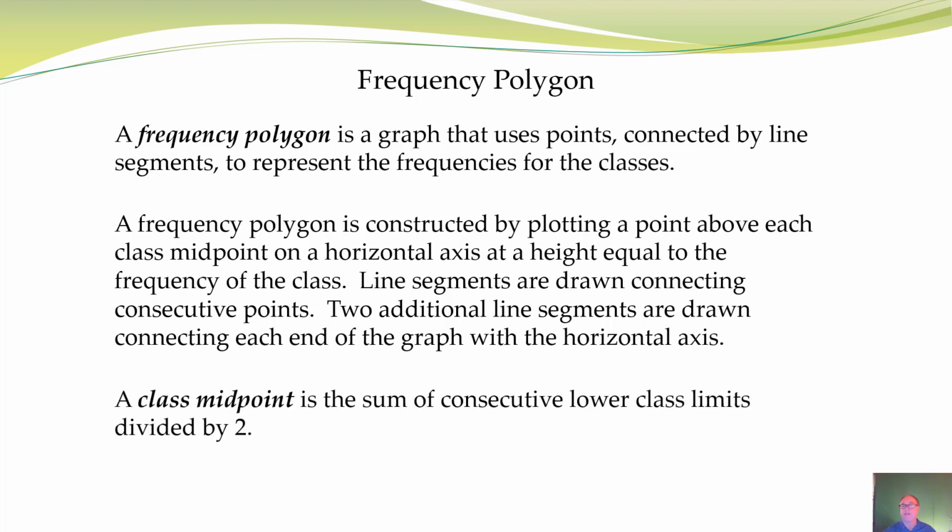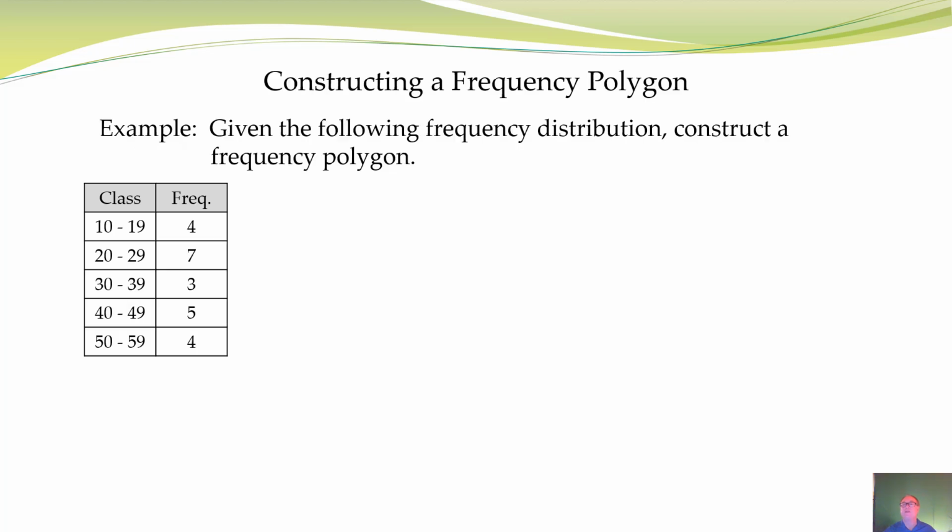A class midpoint is the sum of consecutive lower class limits divided by 2. Now let's look at constructing a frequency polygon. Given the following frequency distribution, construct a frequency polygon. There are 1, 2, 3, 4, 5 classes: 10 to 19, 20 to 29, 30 to 39, 40 to 49, 50 to 59, along with their frequencies.